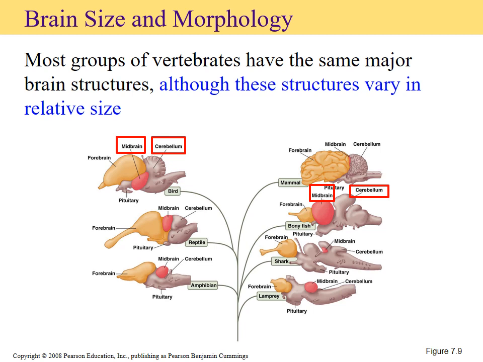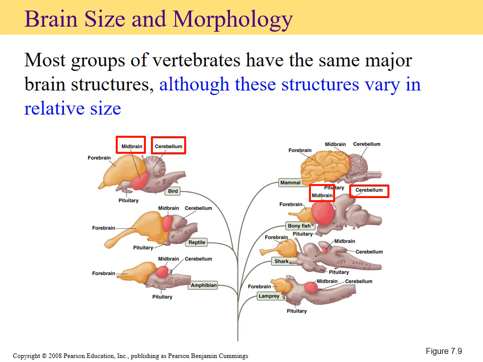Here is a nice little comparison of brain size and morphology, and we are basically doing a comparison between different animal models. So we are seeing the birds, the reptiles, amphibians, lampreys, shark, bony fish, and mammals. And what you can see from the picture, everything's color-coded. We see that there are a lot of structures that are the same across these different animal models. The size might vary, but they still are there. So you can see you have the forebrain, the midbrain, and the hindbrain being represented.